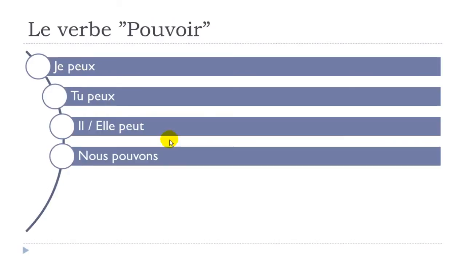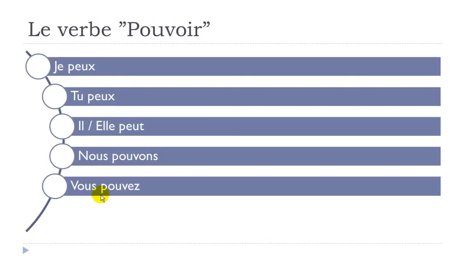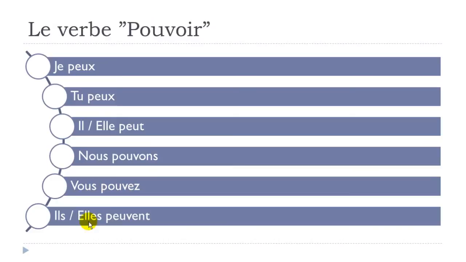And then nous. A classic ending for nous, this ONS ending. Nous pouvons. You don't pronounce the final S. Then, vous pouvez. Classic ending as well for the vous form, a Z like that. Remember you pronounce it A. Vous pouvez. And then the plural form, ils, elles peuvent. Be careful because as you can see, you've got this eu here, eu here, eu here, and then it's coming back here as well. The only ou that connects to the infinitive pouvoir is for nous and vous.